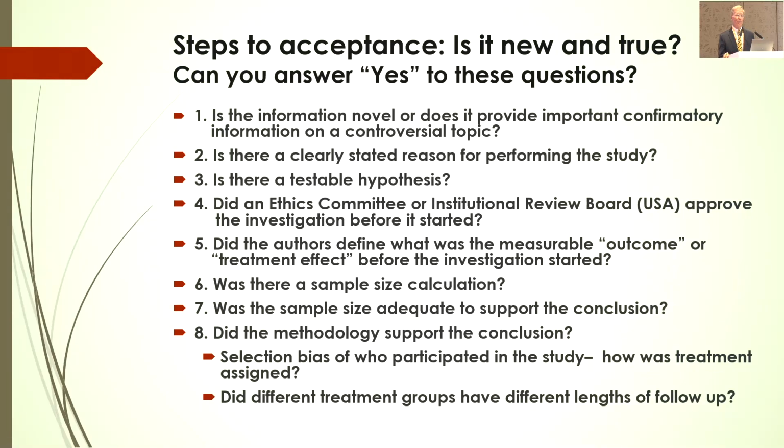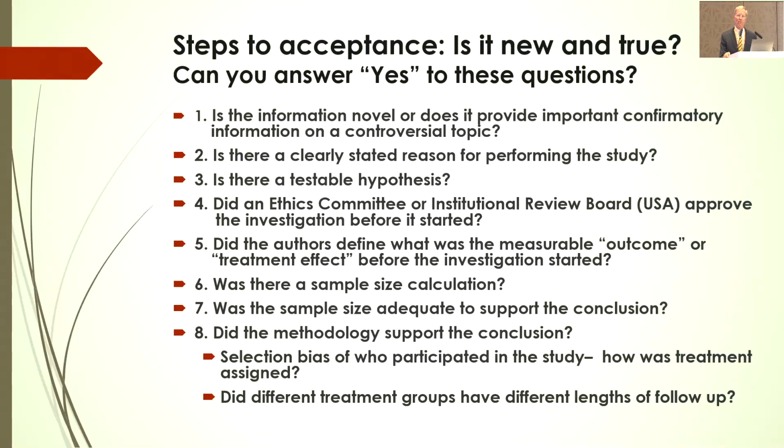So, you've published your article, you think it meets the criteria that are set forward. Is it new? Is it true? Can you answer yes to these questions? 1, is the information novel, or does it provide important confirmatory information on a controversial topic? 2, do you have a clearly stated reason for doing the study? 3, and this is so important with gigantic databases, did you have a testable hypothesis before you did the study?